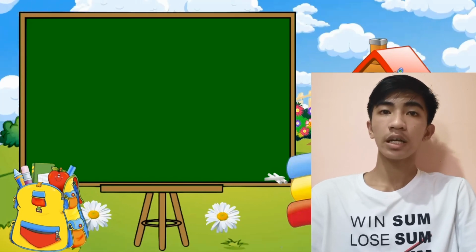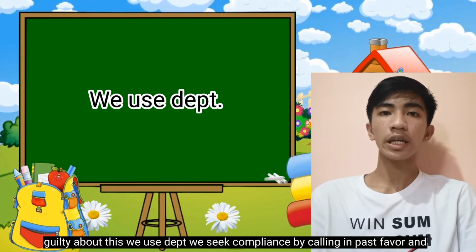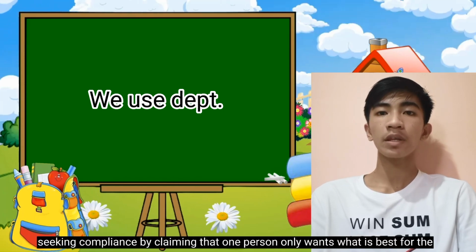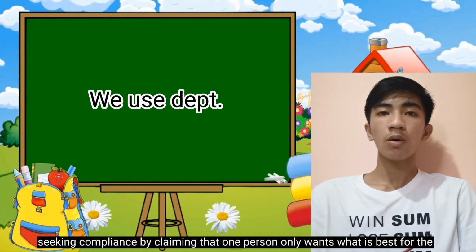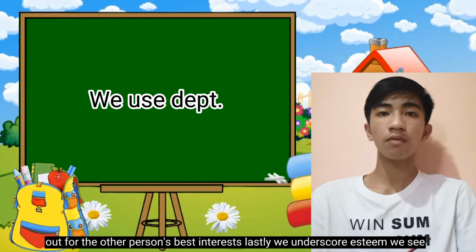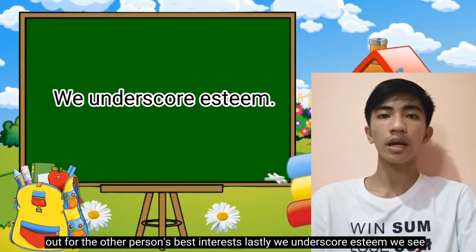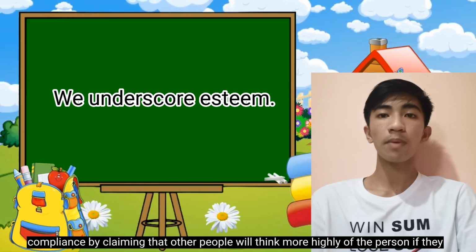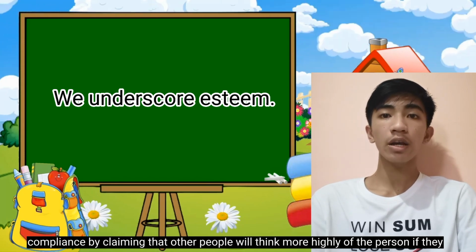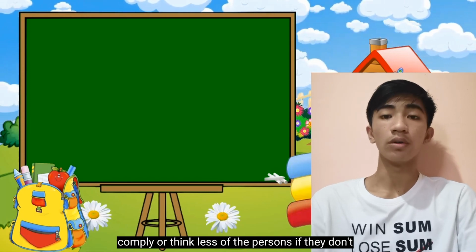Are you guys guilty about this? We use debt. We seek compliance by calling in a past favor. We also use altruism, indicating that one person is seeking compliance by claiming that they only want what is best for the other and are looking out for the other person's best interests. Lastly, we use esteem. We seek compliance by claiming that other people will think more highly of a person if they comply, or think less of the person if they don't.